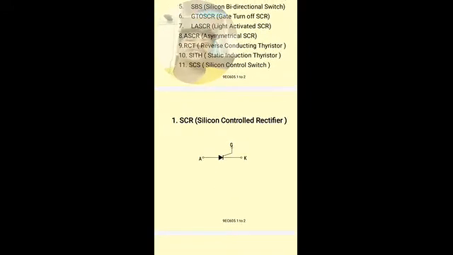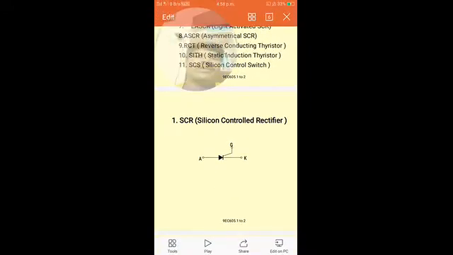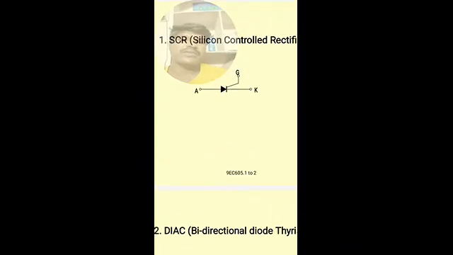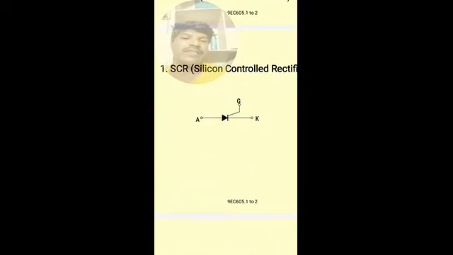First we'll see what is a silicon controlled rectifier. The silicon controlled rectifier is a three-terminal device: anode, cathode and gate, and the symbol you can see here. The construction and operation we will see later. This is the symbol of the silicon controlled rectifier. It's the most important device in the thyristor family.